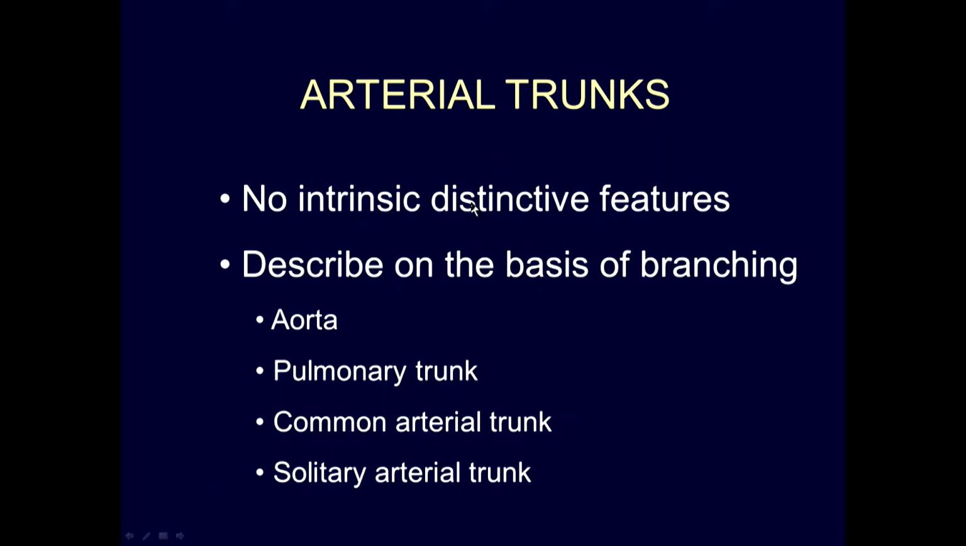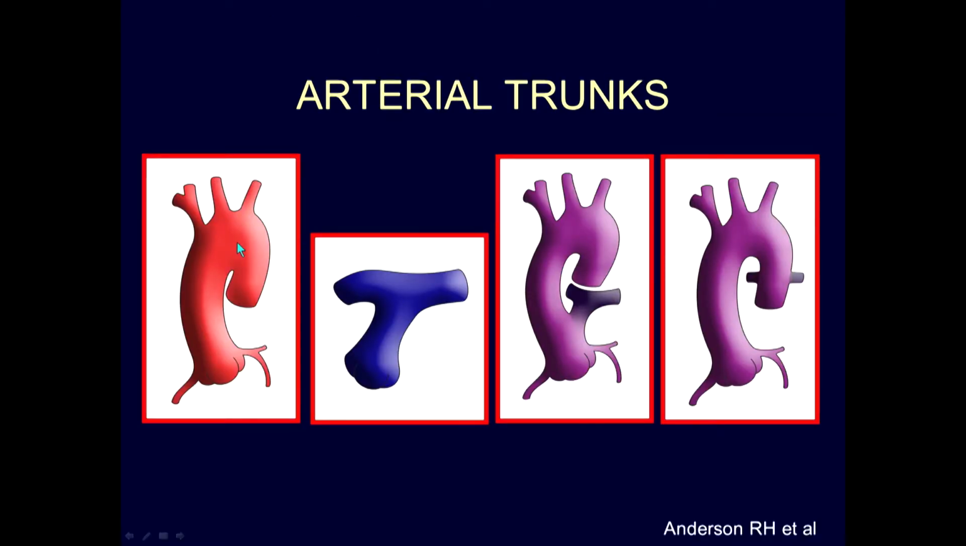Arterial trunks: there are no intrinsic distinctive features in this case, so we can identify them based on the branching pattern. The aorta gives rise to the brachiocephalic trunk and vessels to the body, and the pulmonary trunk bifurcates to run to the lungs. This is a common arterial trunk, and this is a solitary arterial trunk.